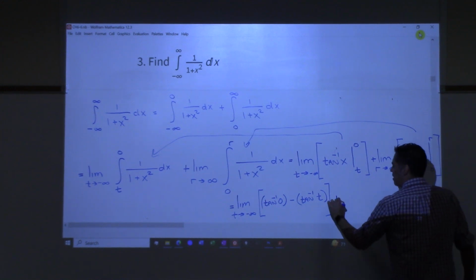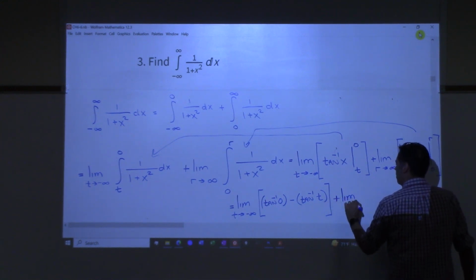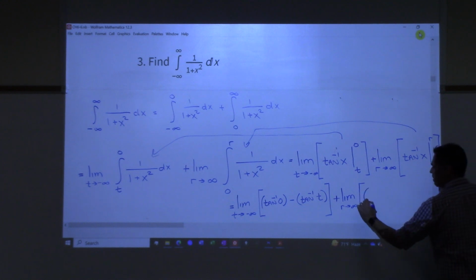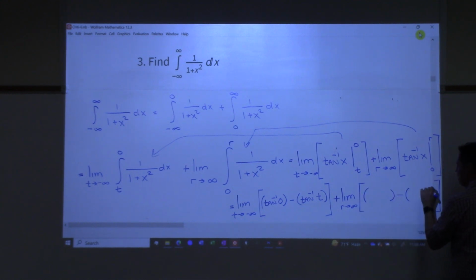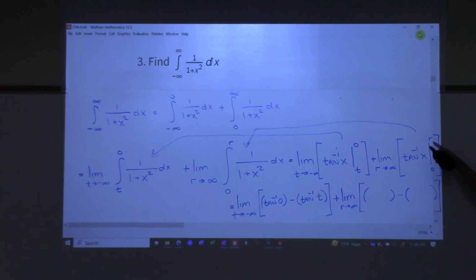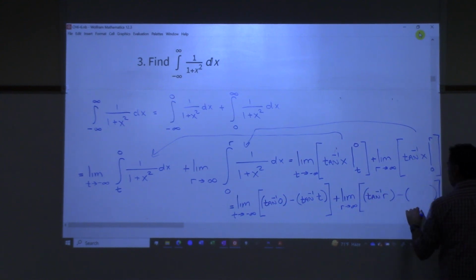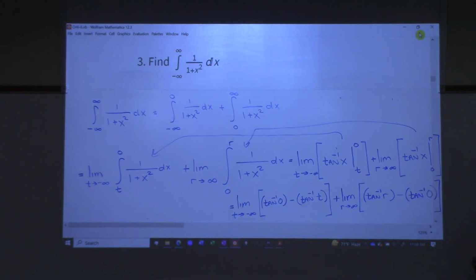Then I will add to that, now my next one, limit r goes to positive infinity, brackets, parenthesis minus parenthesis. I plug r in first this time. So inverse tangent of r. And then over here, inverse tangent of 0. We all still good?